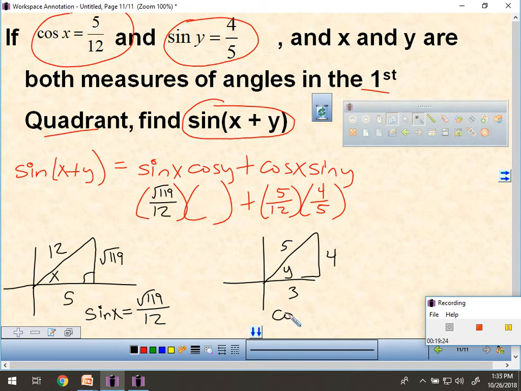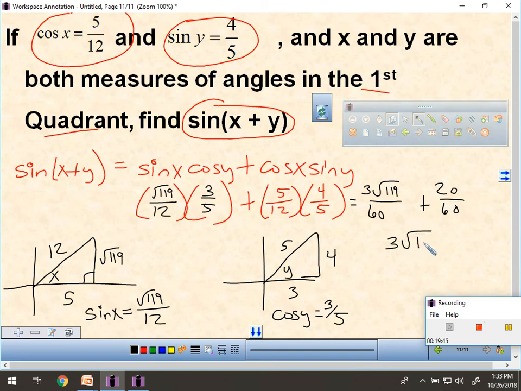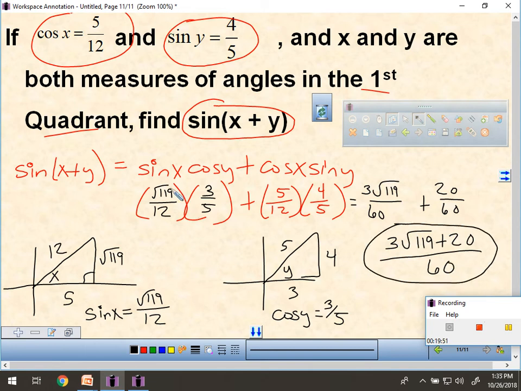And then from that I can say that cosine of y is 3 over 5, and so that goes right there. And so now let's just clean this up. So radical 119 times 3 would be 3 radical 119 over 12 times 5 is 60, plus 5 times 4 is 20, over 12 times 5 is 60. They have the same denominator, so I can scrunch these together and get 3 radical 119 plus 20 all over 60. And that would be the answer for that problem right there.